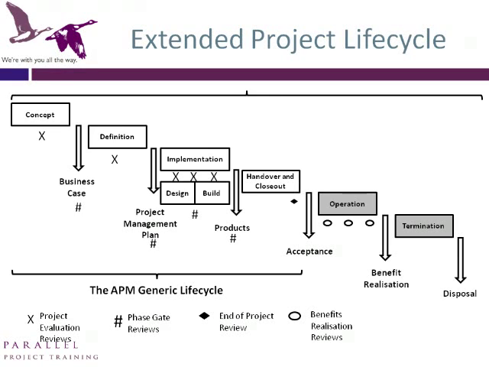Implementation is often split into 2 parts: design and build. This enables us to be clear about the difference between designing the new product and building it. The output of the implementation phase is products which are delivered to the customer. Handover and closeout is the process of transferring the project's products to operations. It includes signing off of all the deliverables and ensuring that they are accepted by the customer.